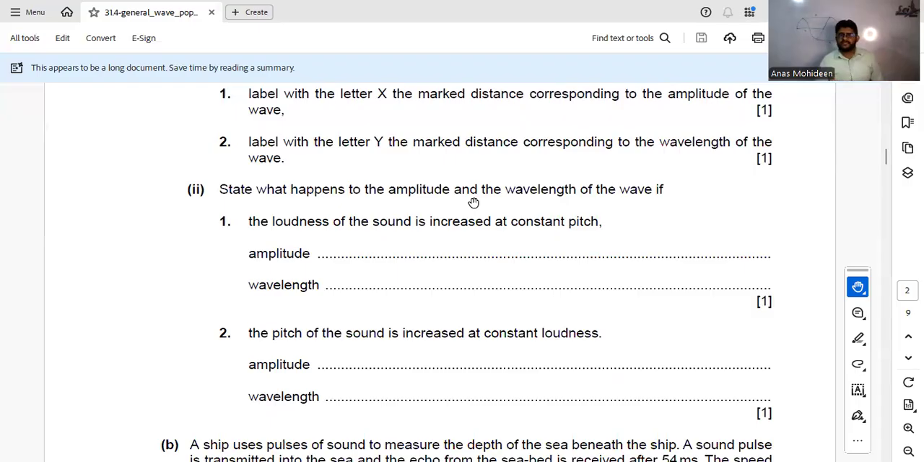If the pitch is constant, frequency must be constant, keeping the same constant frequency. The sound is moving. The question asks, when the amplitude is increasing, loudness is increasing, right? What will be happening to the wavelength?